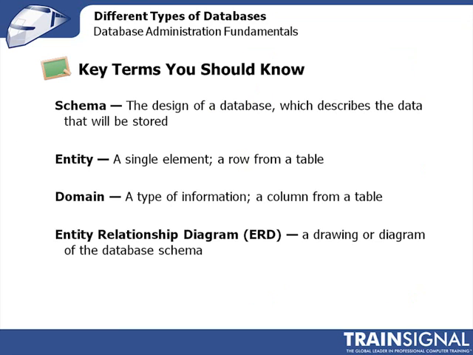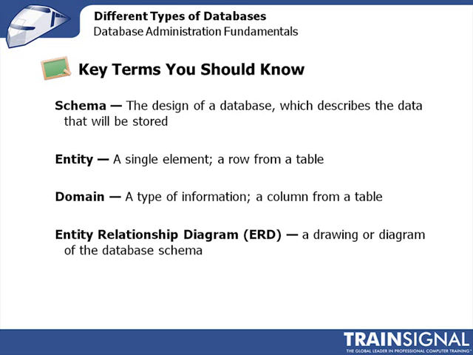Now for some more key terms that you should remember. The schema is the design of the database, and that describes the type of data that can be stored. When we looked at that entity relationship diagram, that's one way of visually seeing the schema or design of the database. The schema doesn't tell us what data is in the database, but it does tell us what that data looks like. The schema usually uses terms like entity to represent a single element or a row from a table. A student, for example, is an entity. A course is an entity. And even a grade that's been assigned to a student for a particular course is an entity.